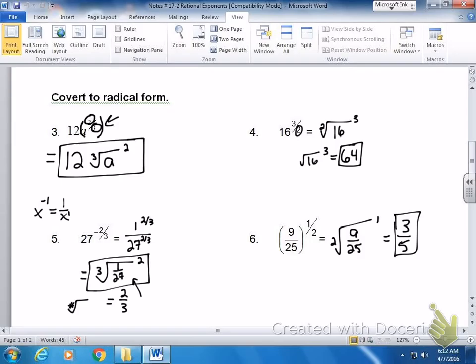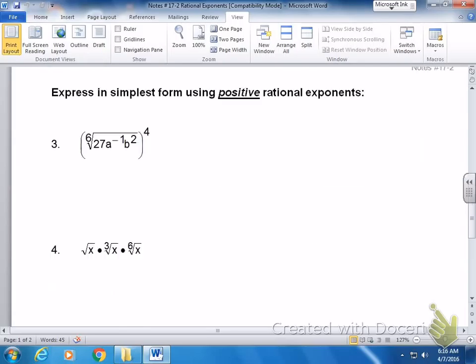Let's go to the back page. We got 4 more. I realize it goes from number 6 to number 3. Just don't let that bother you. The directions say express in simplest form using positive rational exponents. What that means is we're going to do all the stuff we've been doing. We just may need to get rid of some negative exponents as well.